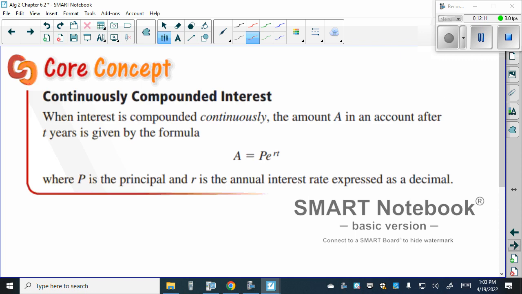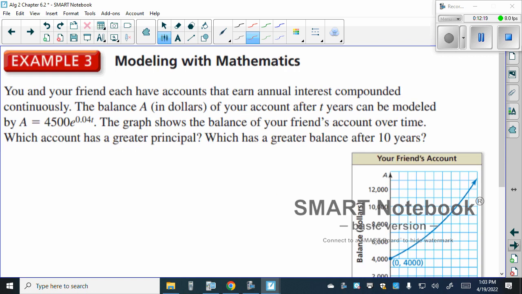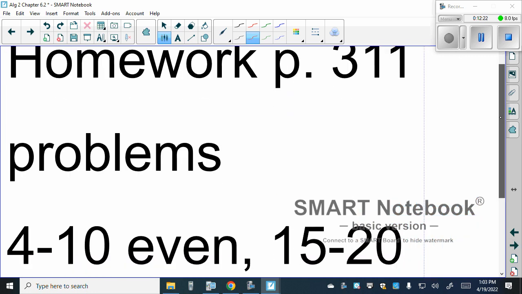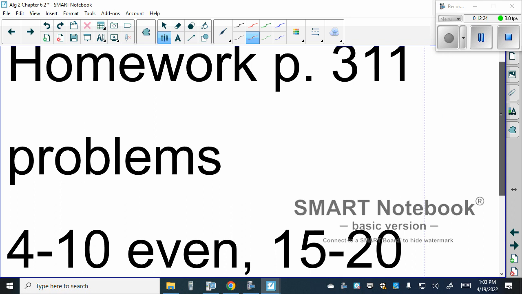Now we can talk about compound interest or continuously compounded interest dealing with these e. It's a way to find interest, but we're not going to focus on that there. That's it.